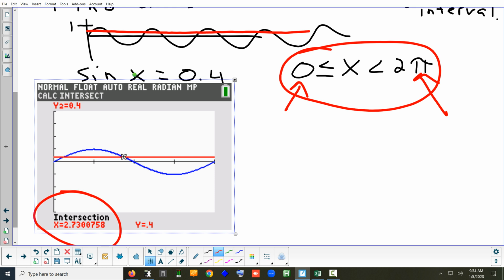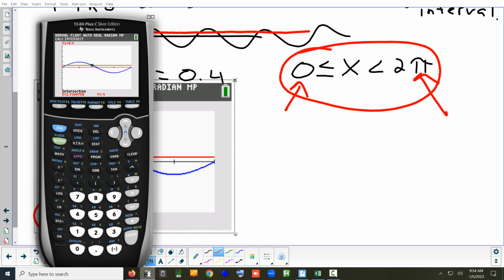Okay, so there's your first one, 2.73. And your second one. How do I get the other one? I can't just hit enter 3 times. I've got to be a little bit more accurate. Do you drag your cursor more towards the intersect point on one line and then do the same thing on the other line? So we just have to move it so it's at least closer to that one. That should be fine. It should pick up the other one.